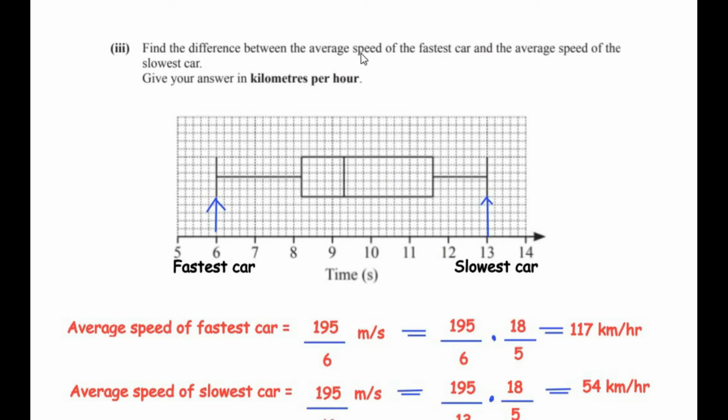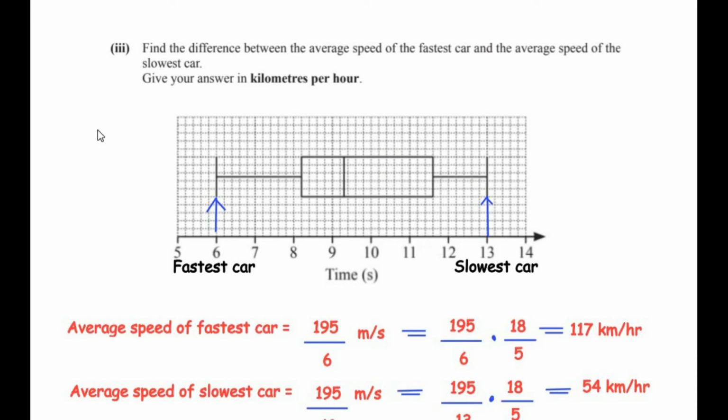Now here, the fastest car takes the shortest amount of time to travel 195 meters and the slowest car will take the longest amount of time to cover 195 meters. So this line represents the fastest car because it has taken 6 seconds to cover 195 meters, and this line represents the slowest car because it has taken the longest amount of time to cover 195 meters.